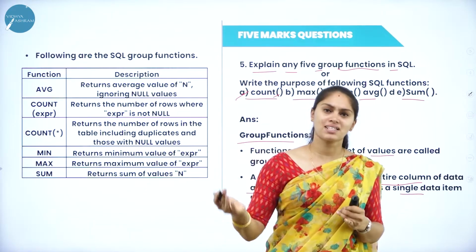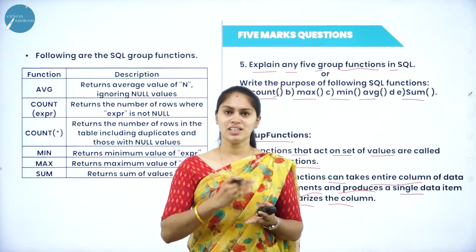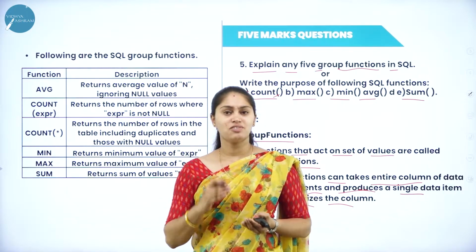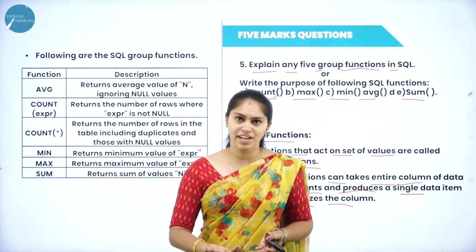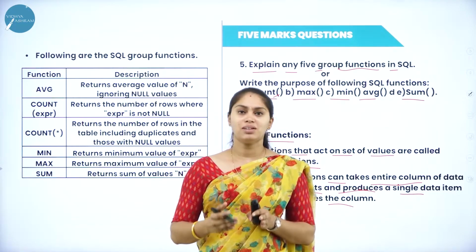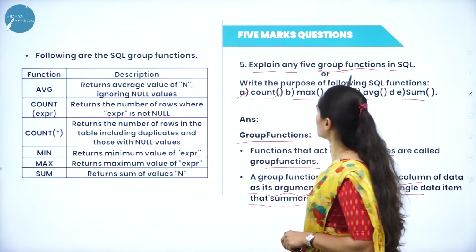I can find the maximum of a column. In a particular column I can find the maximum value, I can find the minimum, I can sum all the values of a particular column, I can find the average, and I can count the number of persons or number of values that we have in a particular column. All these can take place with the help of group functions.